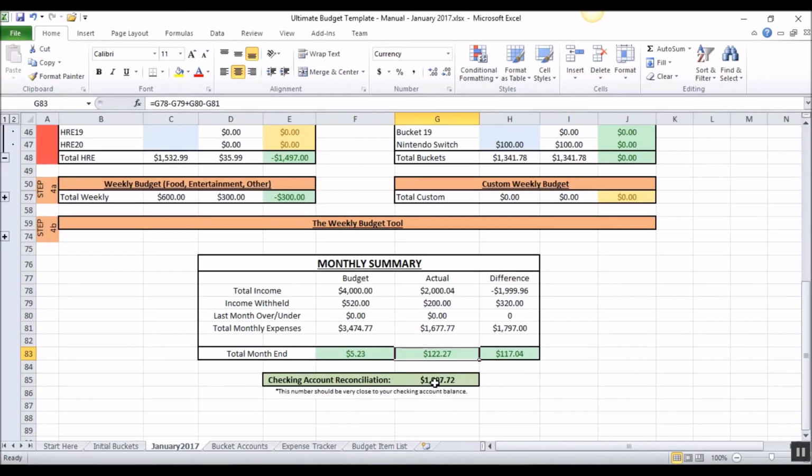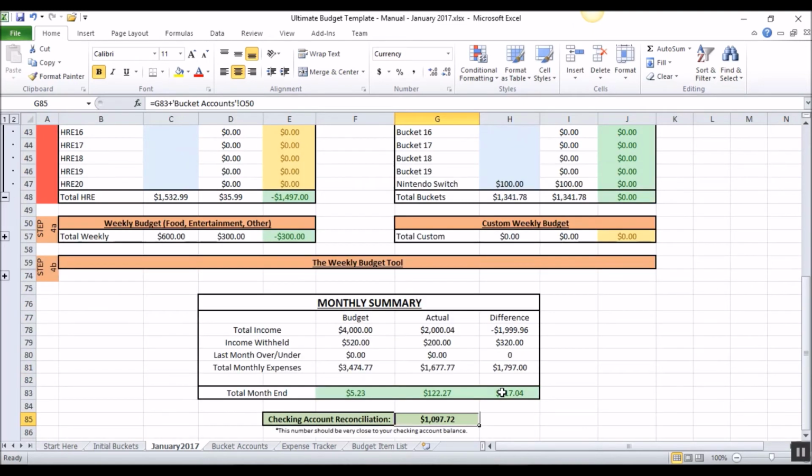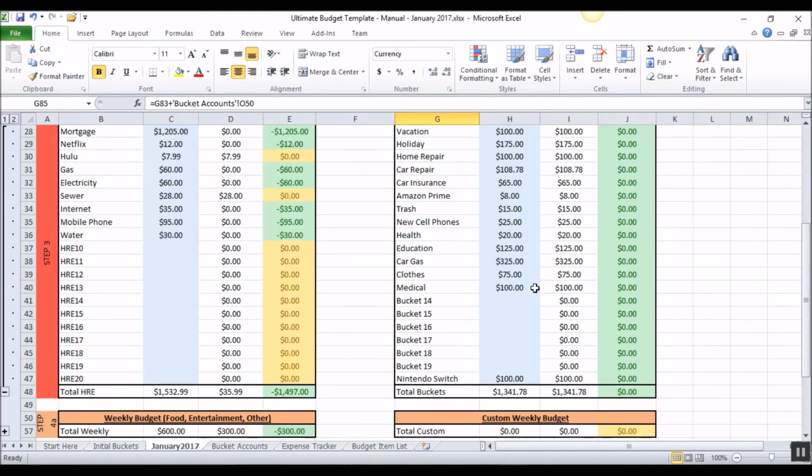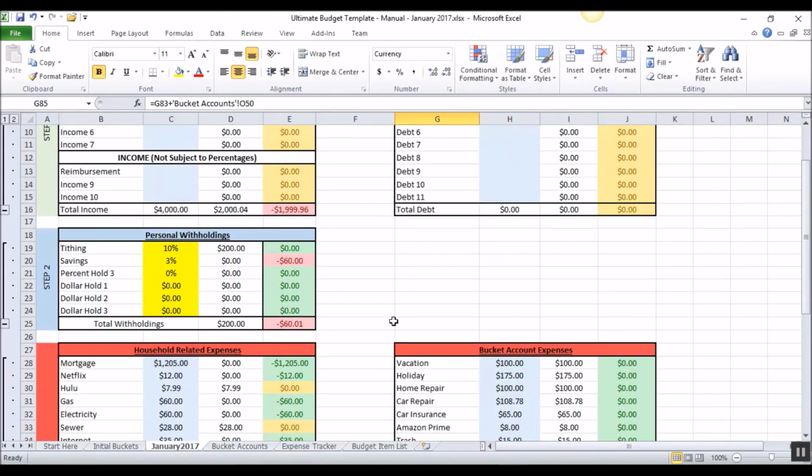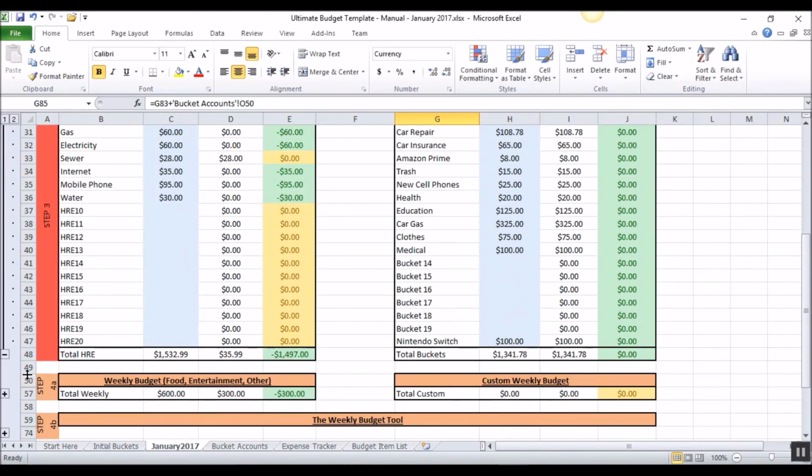So adding those two together, I'm going to get the $1,097.72, and I should be able to match that up with my checking account, get it as close as I can. If there is anything wrong with that, I need to find out where I haven't budgeted or if there was something that I needed to put in here to make that match as quickly as I can so that I don't get lost. Anyway, this is the budget for me for week 2.